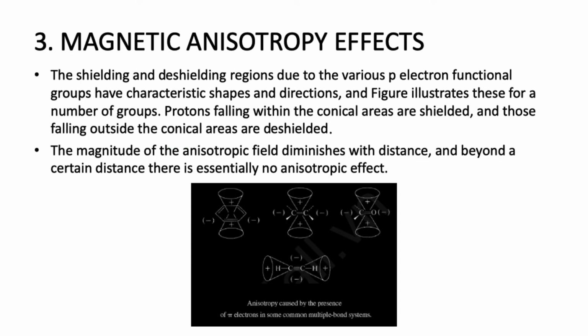So this was about the magnetic anisotropy, and we should be very careful about the magnetic anisotropy which happens in the molecule because of the presence of pi electrons, and we should remember these areas where these protons appear, whether they appear in the downfield region, or the upfield region, the shielded region or the deshielded region.